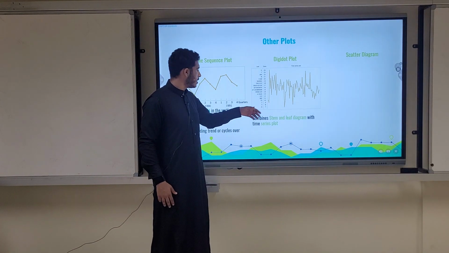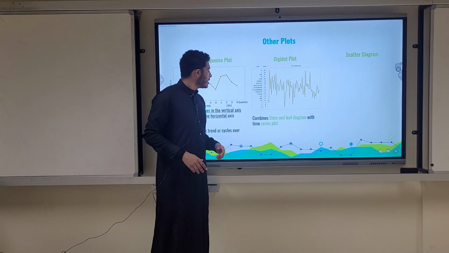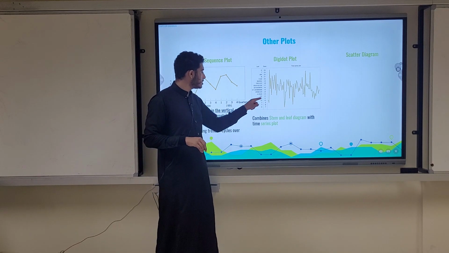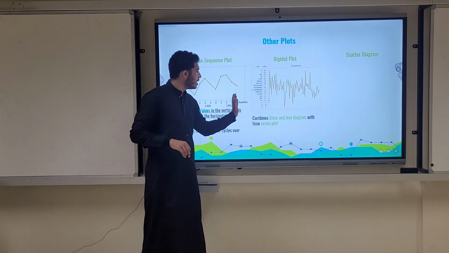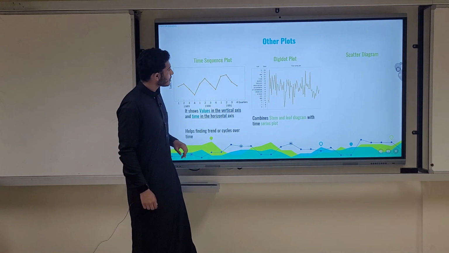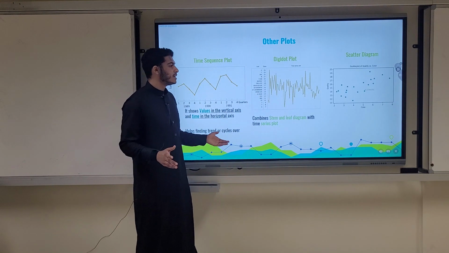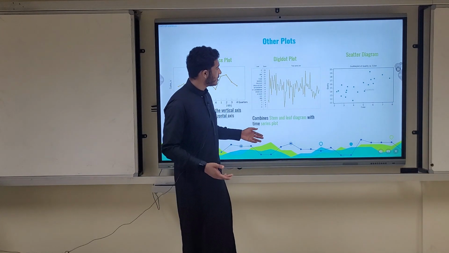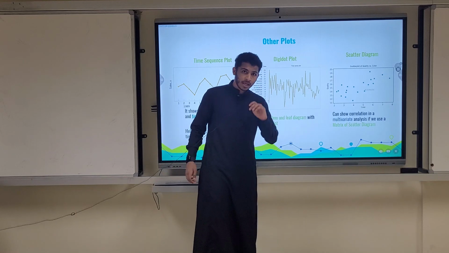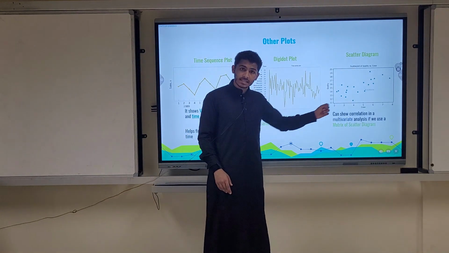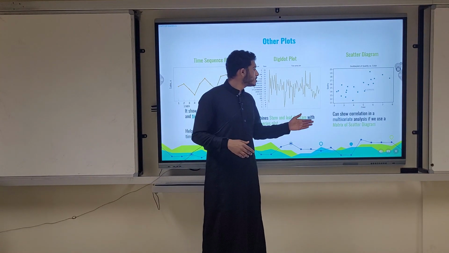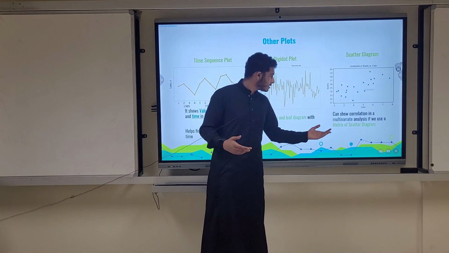So each point on a stem and leaf diagram, according to the time that you have identified this point, you put a dot here, and the points on the left have been identified before the points on the right, and so on. Scatter diagram is an extremely easy diagram. We always take it. We'll also take it in physics. It needs no explanation. We use it also in physics for this exact same reason. It shows correlation in a multivariate analysis.